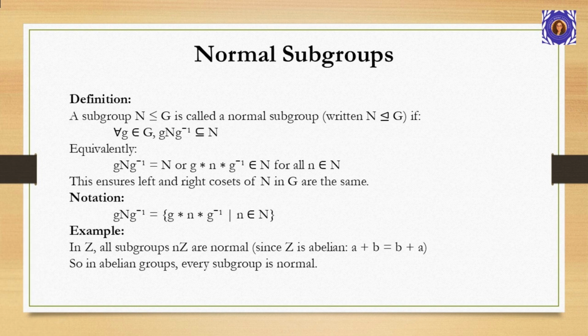A subgroup N of G is called a normal subgroup, written N is a normal subgroup of G, if for all g belonging to G, gNg inverse is contained in N. Equivalently, gNg inverse equals N, or g star n star g inverse belongs to N for all n belonging to N. This ensures left and right cosets of N in G are the same. Here, gNg inverse equals the set of all g star n star g inverse where n belongs to N. For example, in the integers Z, all subgroups nZ are normal since Z is abelian. In abelian groups, every subgroup is normal.